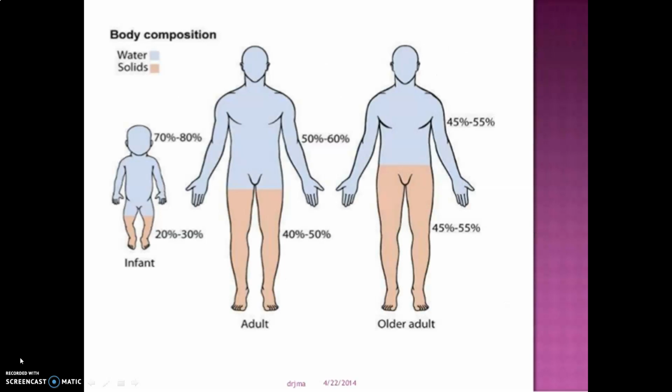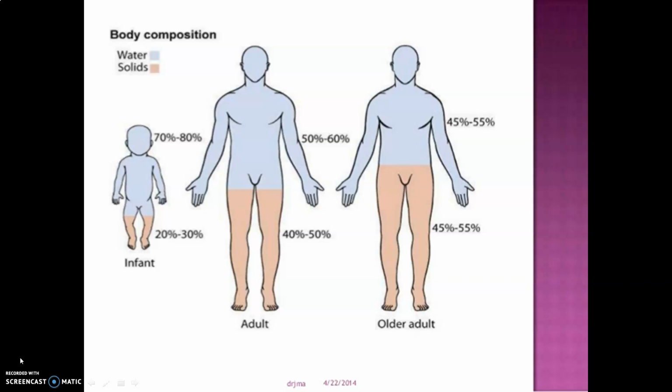Here I have prepared one picture for your better understanding. This picture shows body composition, in terms of water and solids. The pink color shows solids, and the bluish color shows water. I have categorized it into three: adult, older adult, and infant. In the infant picture, I think you can see it very clearly: 70 to 80% of body composition is water, and only 20 to 30% is made up of solids.